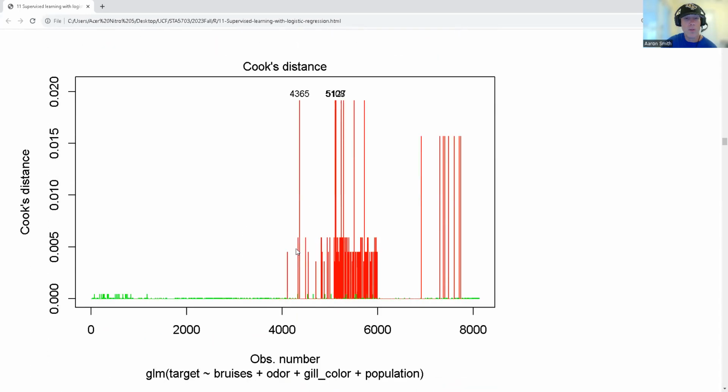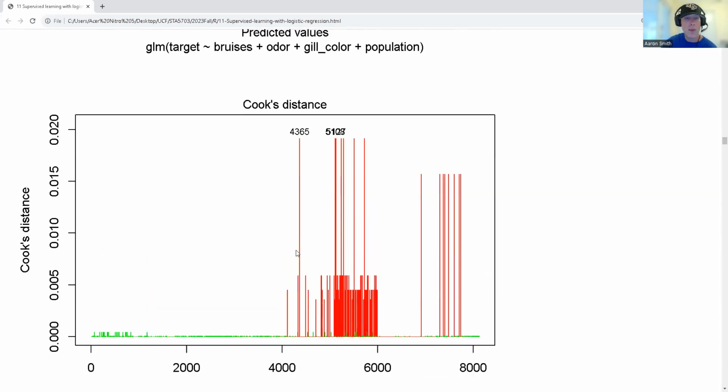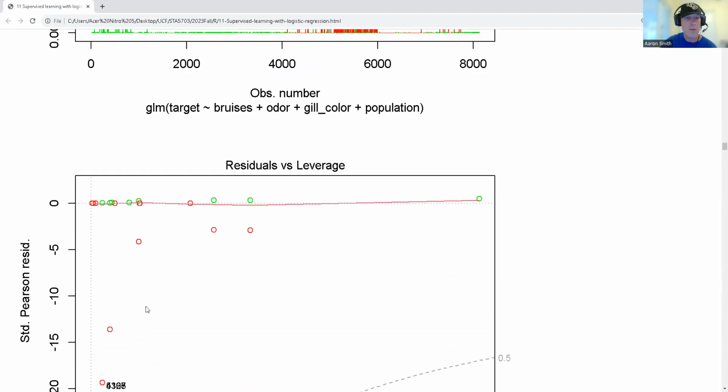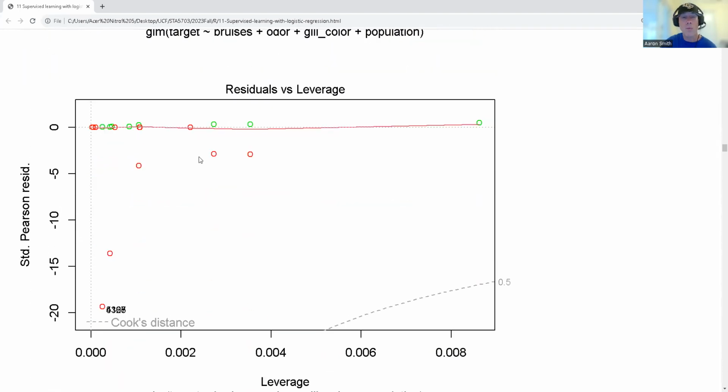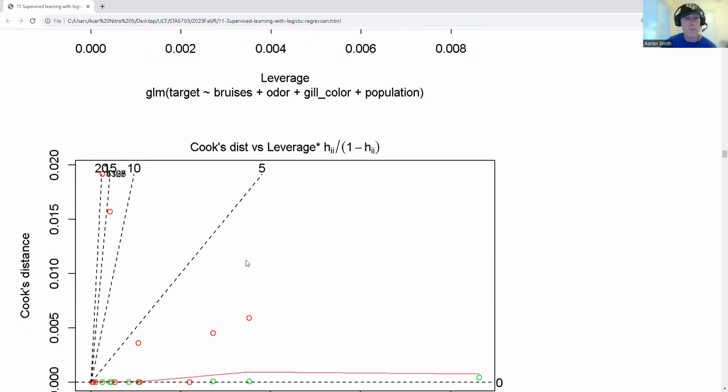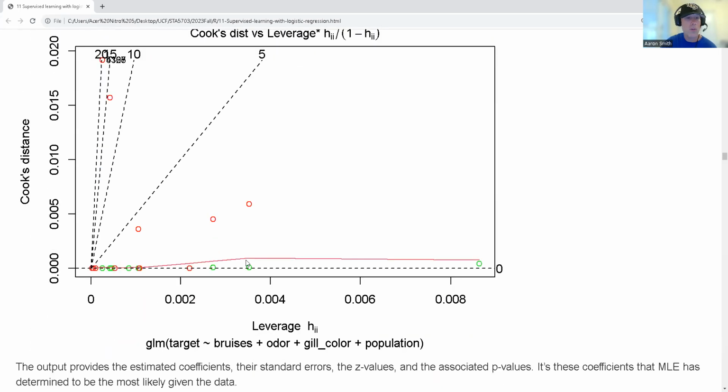We have Cook's distance. And we see that the red is where we're having more Cook's distance. The edible have pretty consistently small Cook's distance, while the red does not. That's kind of interesting. I might want to dig into that deeper. And we get our residuals versus leverage. Cook's distance versus leverage.